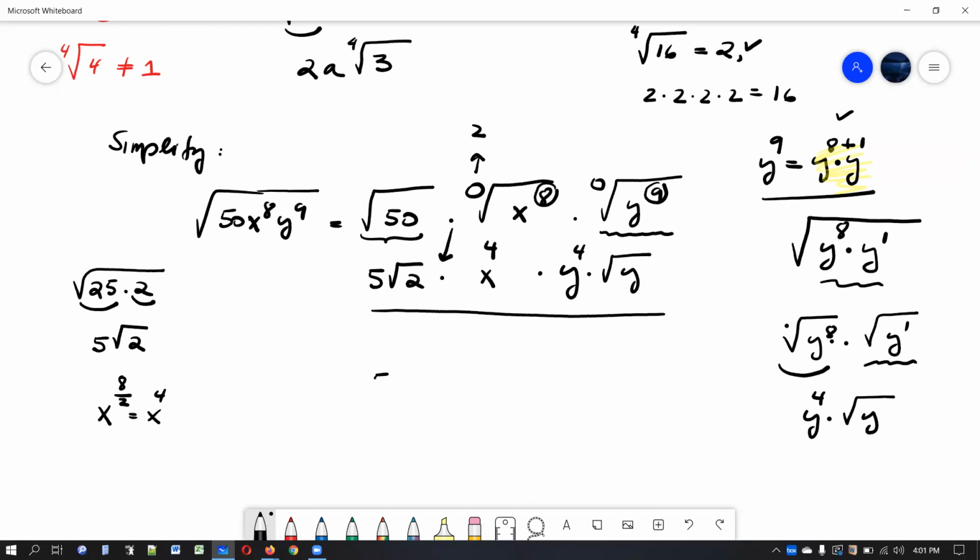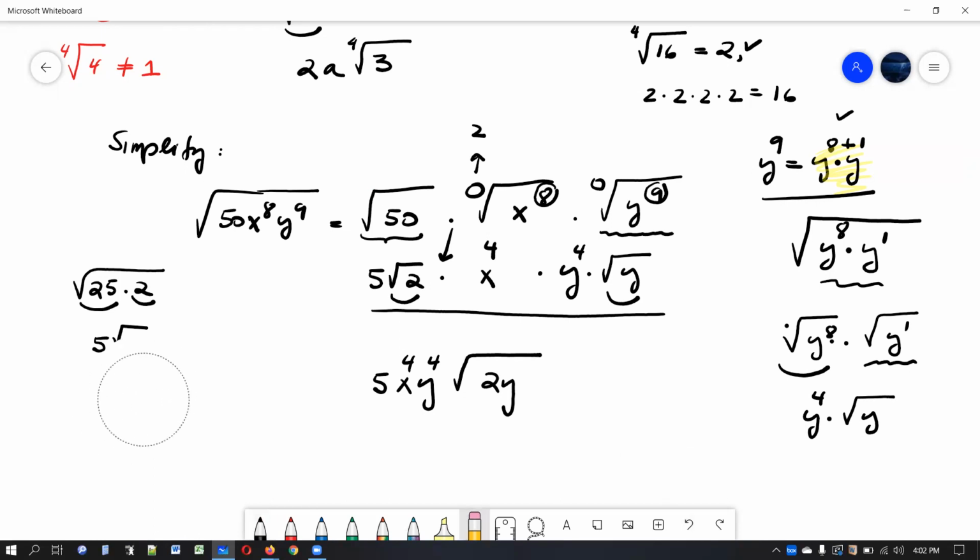So 5 goes first, x to the 4, y to the 4, and inside the radical, this and this. And you don't write two radicals, you're just going to write a single one, 2y. So that is the answer for this particular problem.